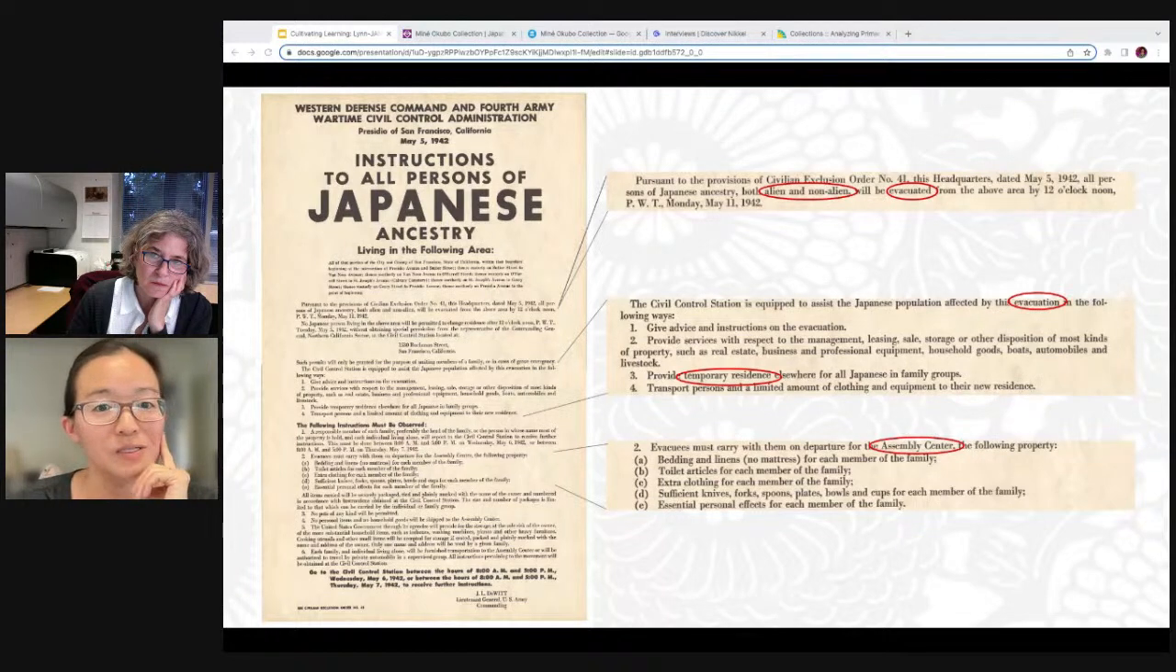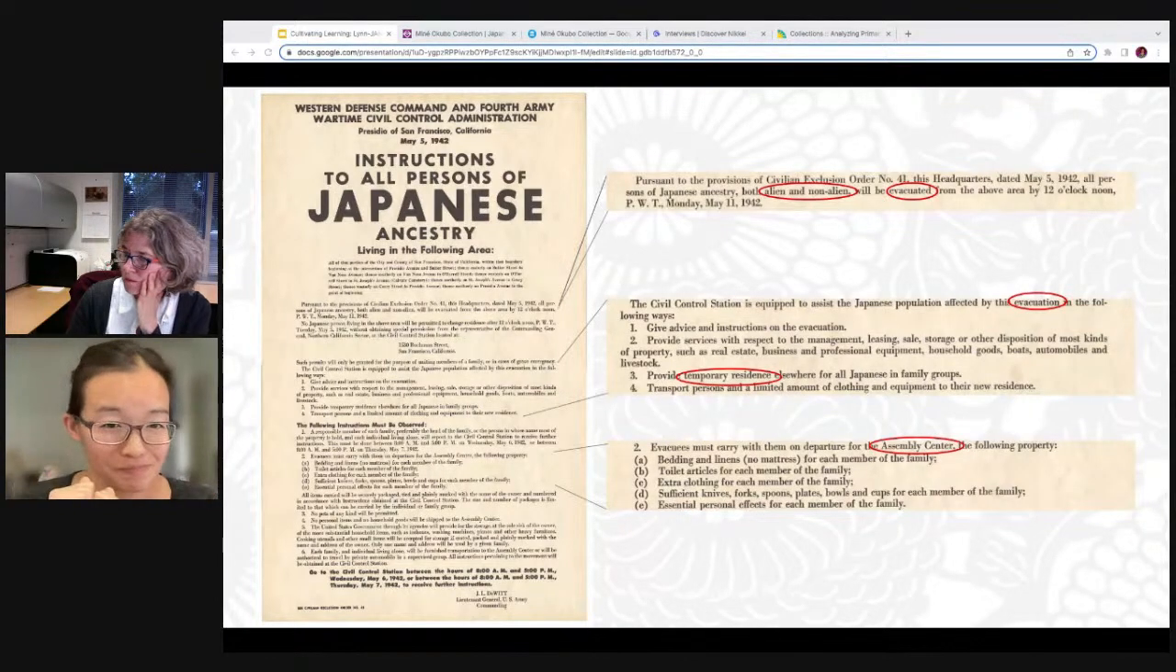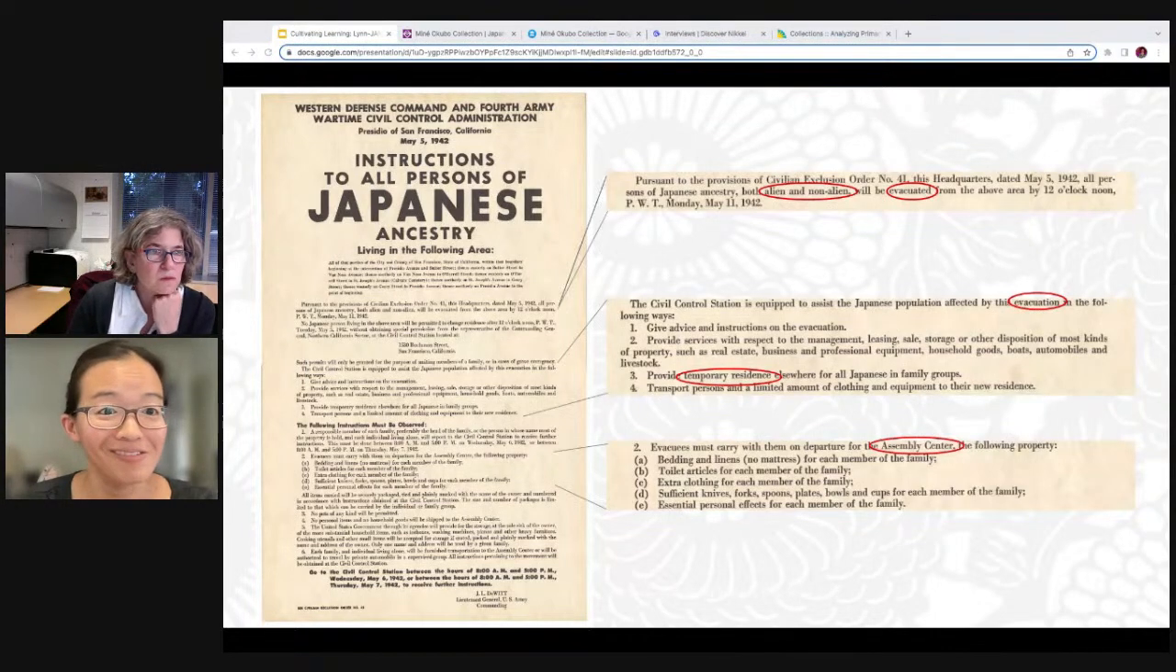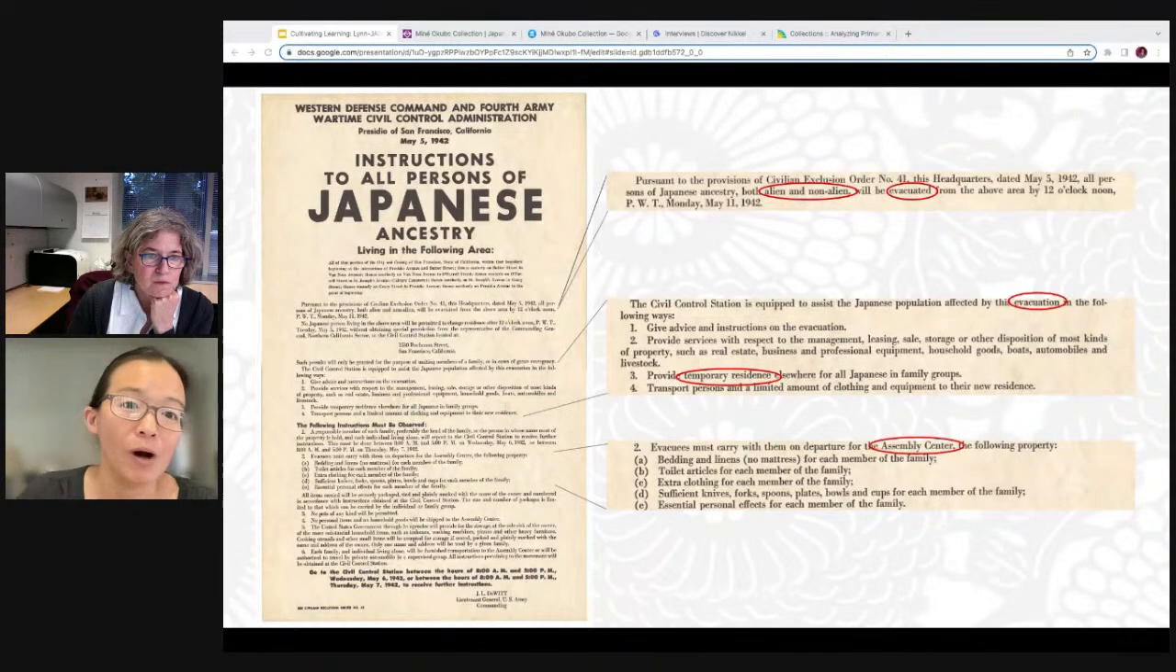And then also you will see circled at that bottom link is this term they're using, assembly center, right? That is historically what we will often call these temporary detention centers. They were often horse race tracks, where there were horse stalls that could house people in a hurry, while these 10 larger concentration camps were being built.